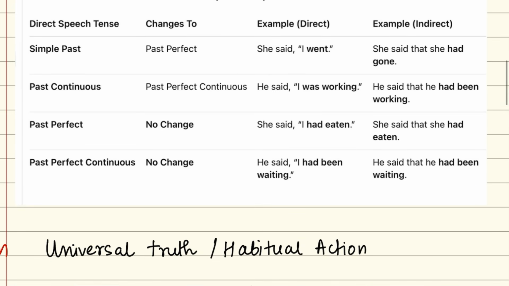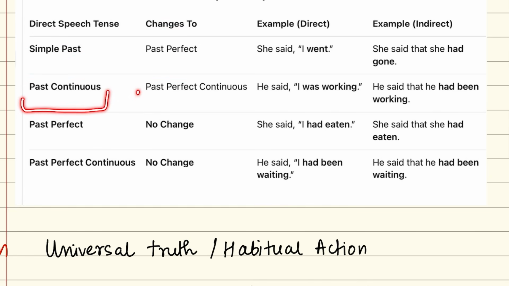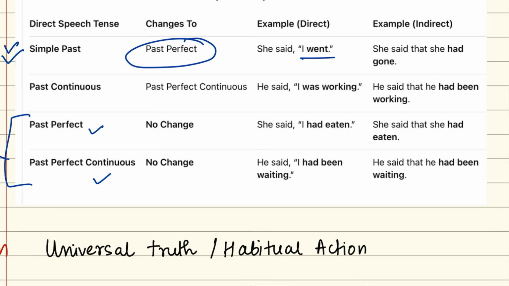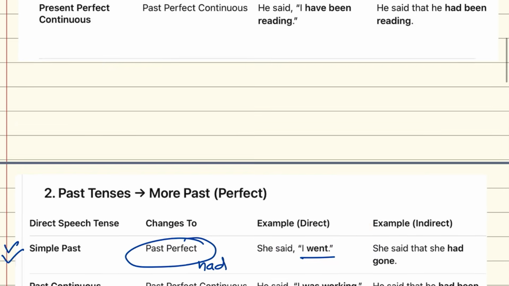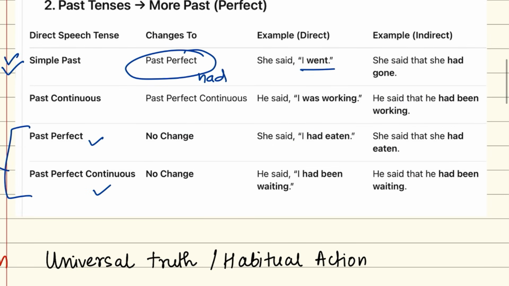Now for the past tense, it changes into perfect. For example, simple past changes into past perfect. Past continuous changes into past perfect continuous. Past perfect and past perfect continuous are the exceptions. There is no change. See, simple past. She said, I went. What is past perfect? We will be using had. See, I told you. For present perfect, we use have, and for past perfect, we use had. She said that she had gone.